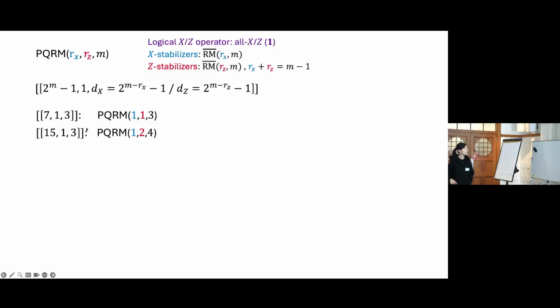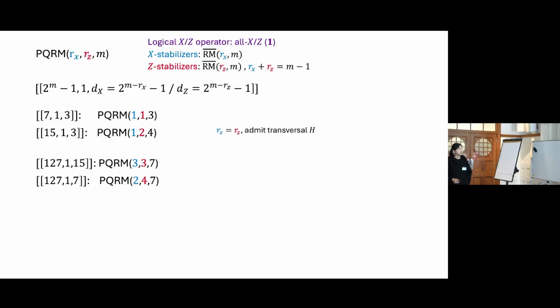Okay, so as some well-known examples, the Steane code, as I've just said, is Rx equals 1, Rz equals 1. And the 15-1-3 code for magic state distillation, for example, is just Rx equals 1, Rz equals 2. And this pair, distance 15 and 7 pairs, has parameters like this.